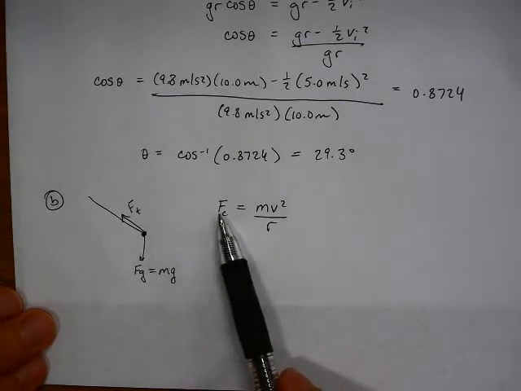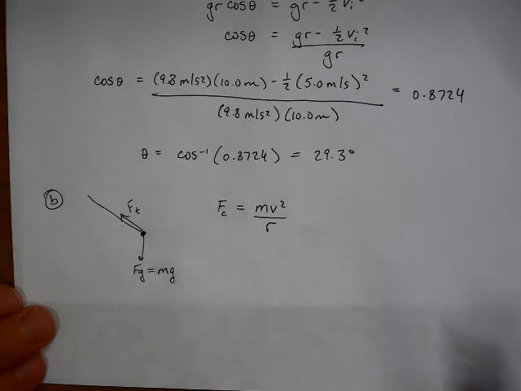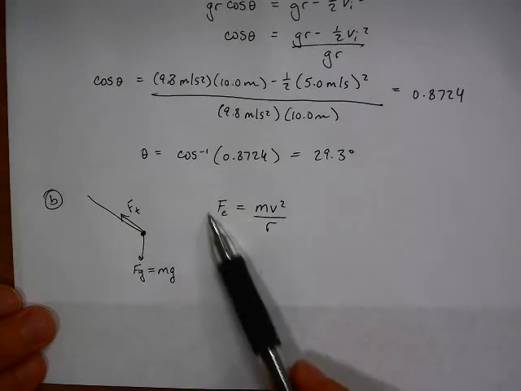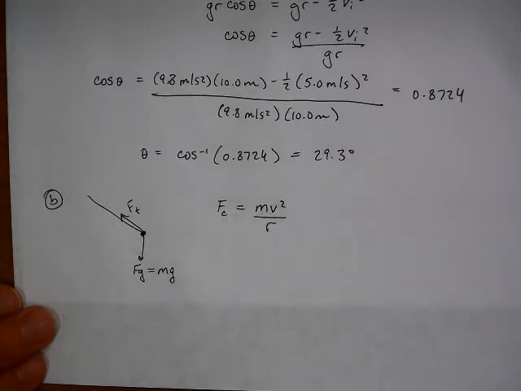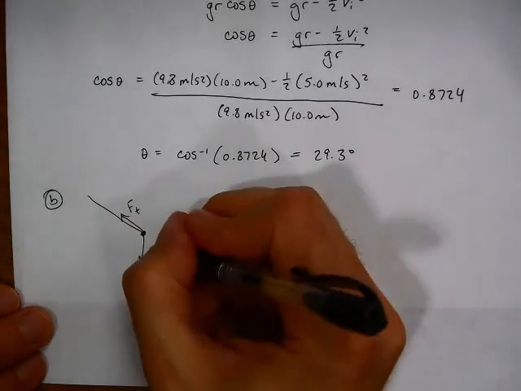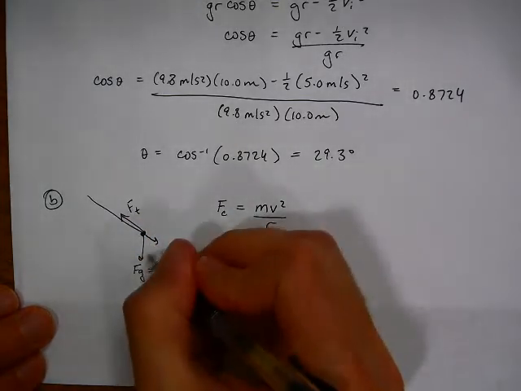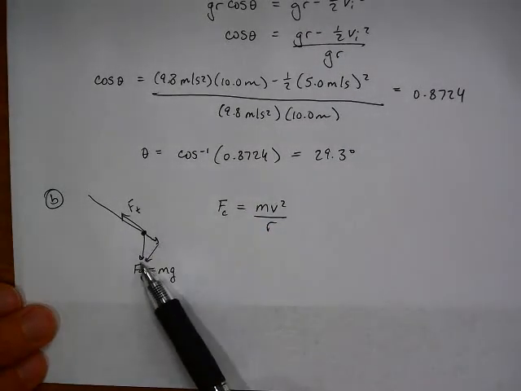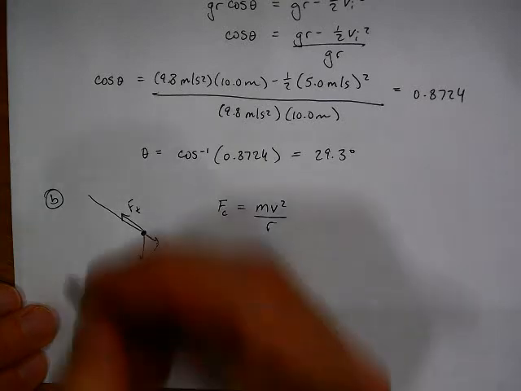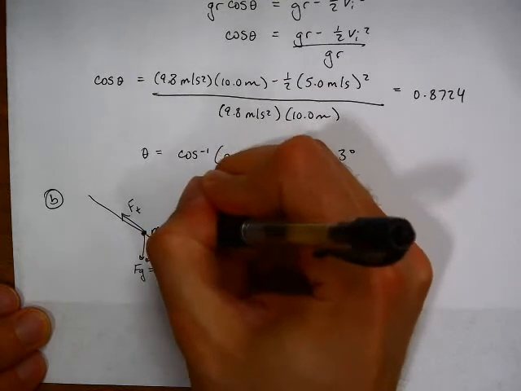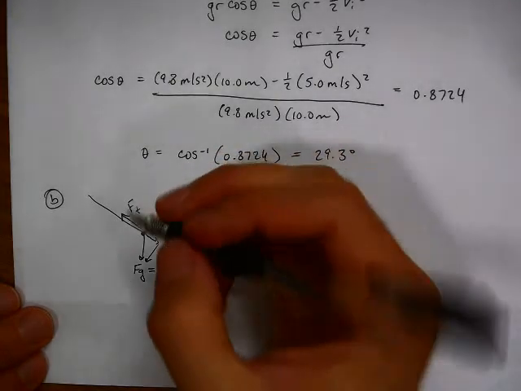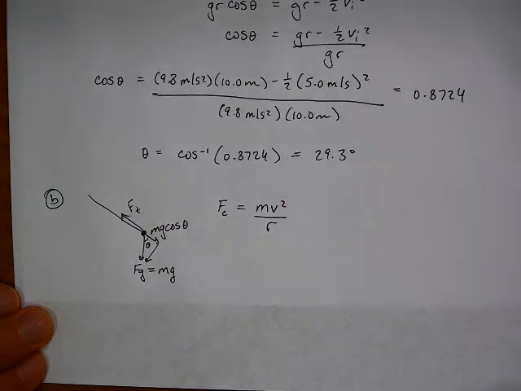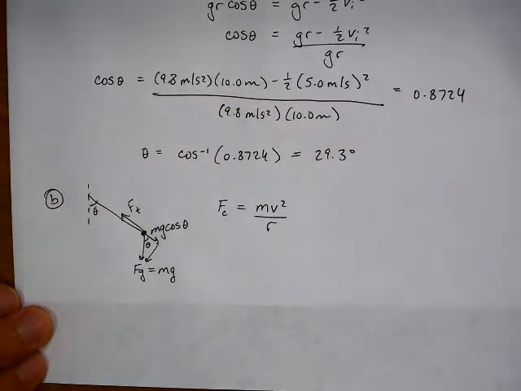Now actually the tension alone does not comprise the centripetal force. Tension is only part of the centripetal force. Gravity also plays a role. The centripetal force is the net force towards the center of the circular path, and the net force is tension minus a component of gravity. So we want that component of gravity. We can resolve the force of gravity into two components, and this component is going to be mg times cosine theta. That angle is theta, just like that one.